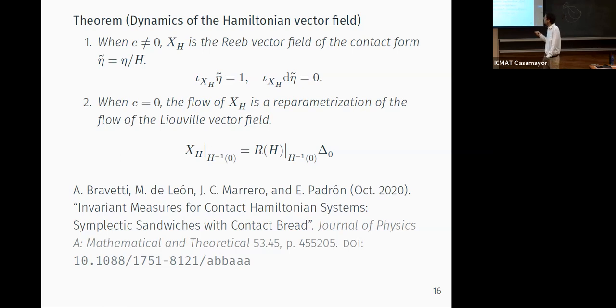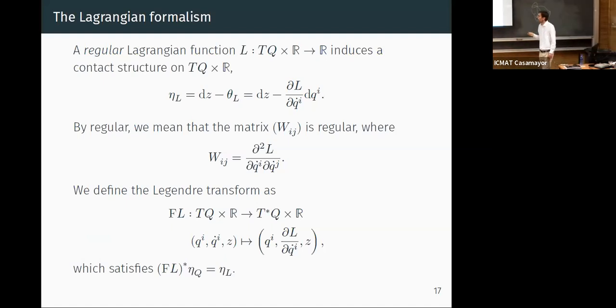And at the zero level set, something different happens. The flow of the vector field is just a reparametrization of the flow of the Liouville vector field, which you have in this equation basically. The vector field is this function times the Liouville vector field. So you have Liouville dynamics: you have Reeb outside the zero level set, and Liouville at the zero level set. Now we will enter the Lagrangian formalism. Okay.